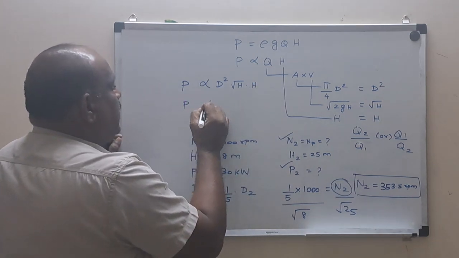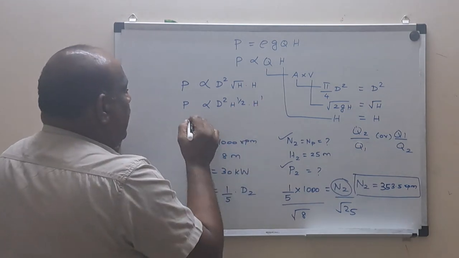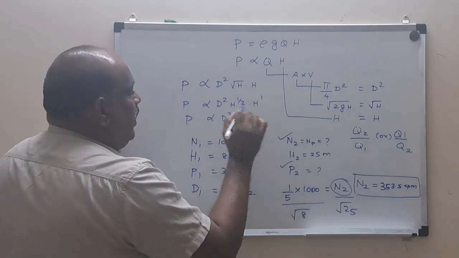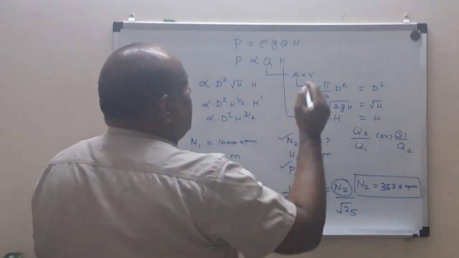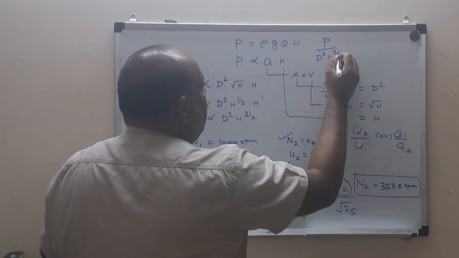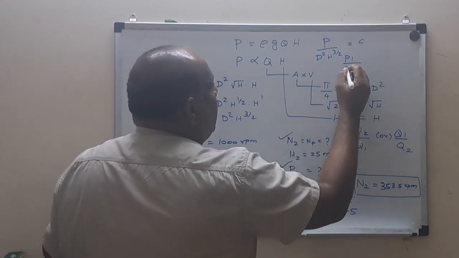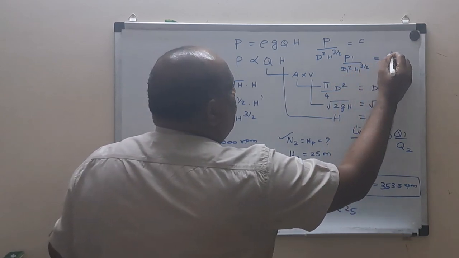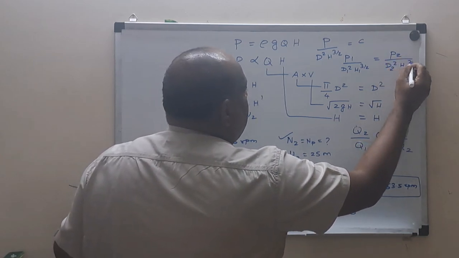So power is directly proportional to d squared H power half into H power 1, which means power is directly proportional to d squared into H power 3 by 2. Now, what does it mean? P by d squared H power 3 by 2 is constant. That means P1 by d1 squared h1 power 3 by 2 is equal to P2 by d2 squared h2 power 3 by 2.